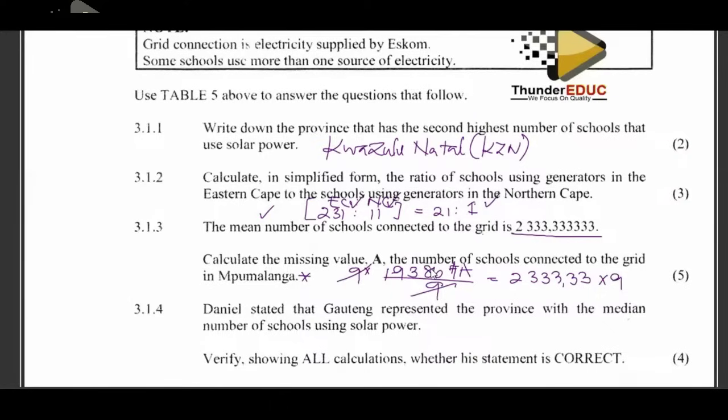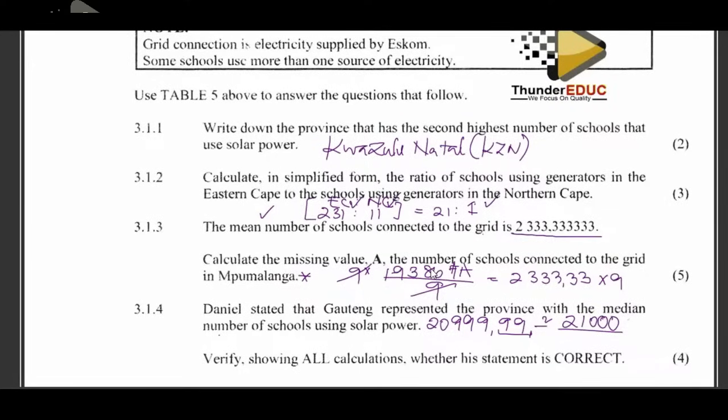2,300,333.333 times 9 equals to 21,000. Because if you round off this value here, the calculator will give you that 999 continuous, and if you round off, it will give you this much. Becomes 21,000.